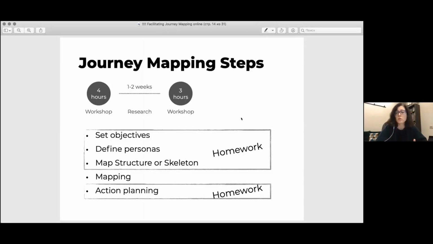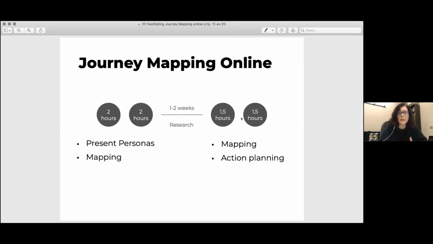You can actually do some preliminary research and define personas before the workshop. You can even define the map structure before the workshop. And so most of the time you have during the workshop would be dedicated to discussing and doing actual mapping. And so in an online setting, we changed it, and this is the formula that works for us, and we tested it several times, and it seems to be working.